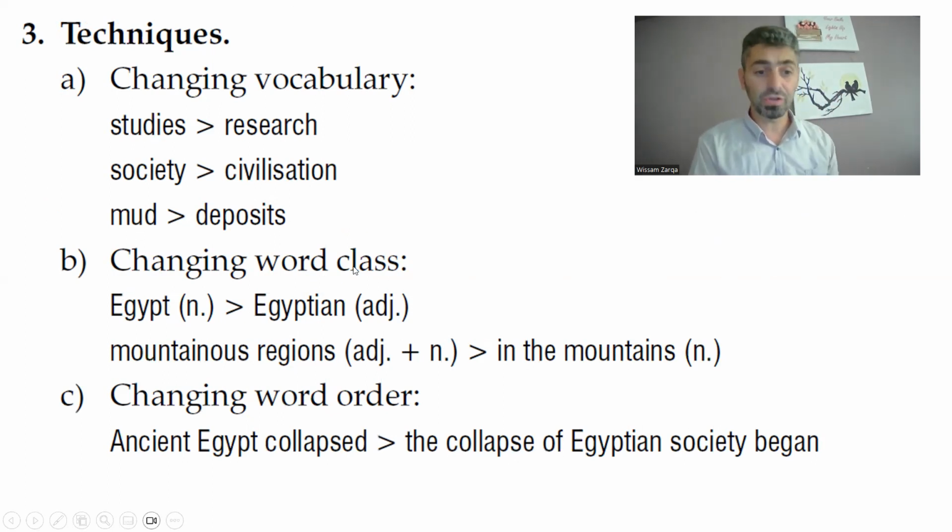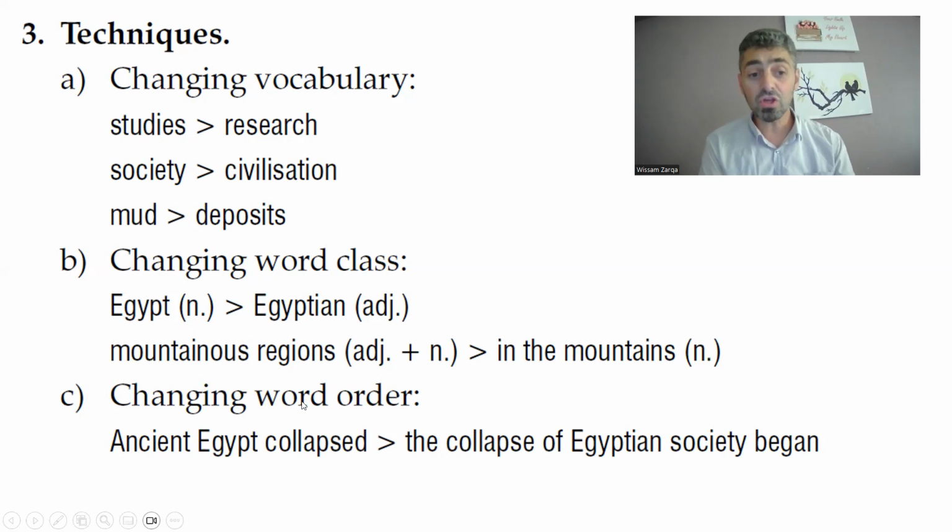The second technique, changing word class. You said Egypt, and now you make it Egyptian. So changing from a noun into an adjective. Mountainous regions to in the mountains. Here you change the adjective into a noun. So this is also possible when you don't find a suitable synonym, because sometimes you have synonyms, but it doesn't work here. It's not enough to say, okay, this is a synonym of this, and you use it. Not all synonyms work the same way. So you can use this way too, which is changing word class, or we call it word family.